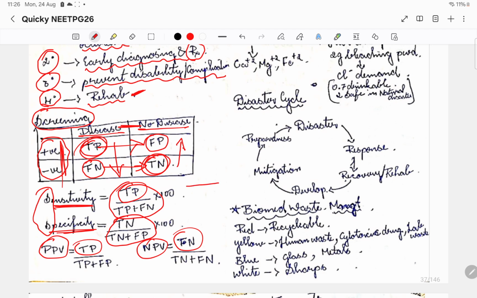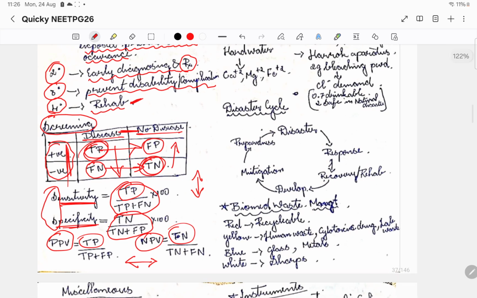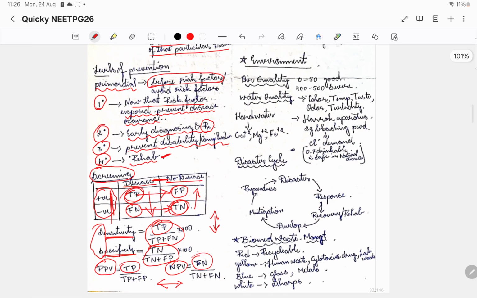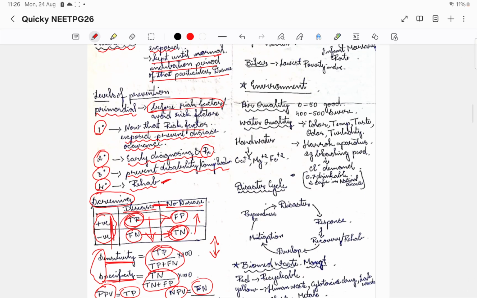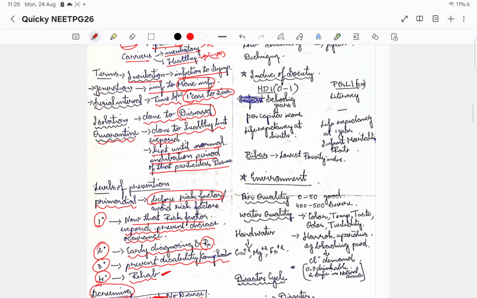So sensitivity and specificity would be vertical, whereas the positive predictive value and negative predictive value will be horizontal. This is how you can easily put in the direct values and calculate the screening questions.